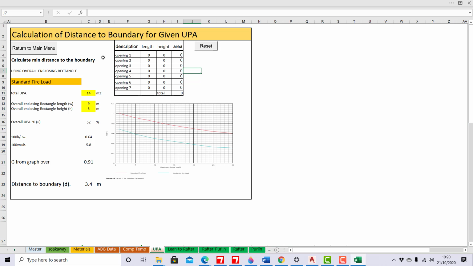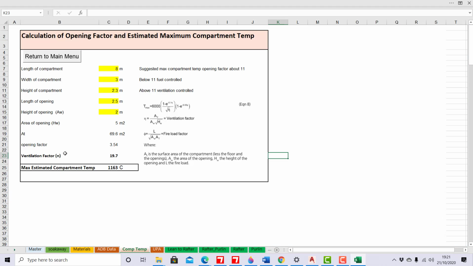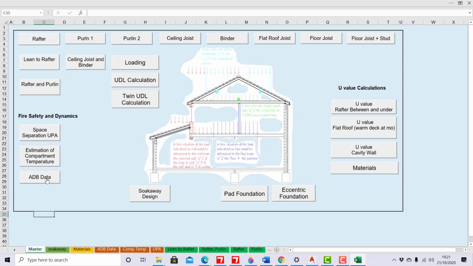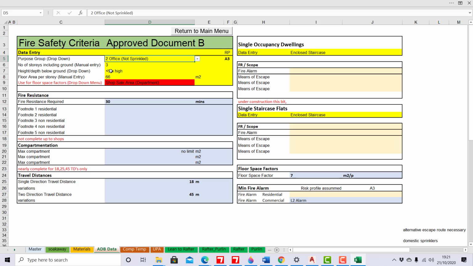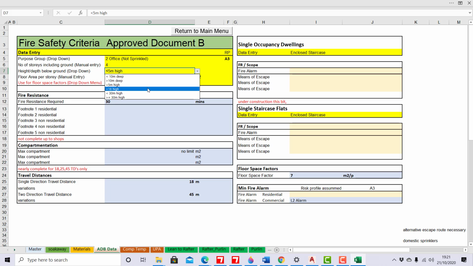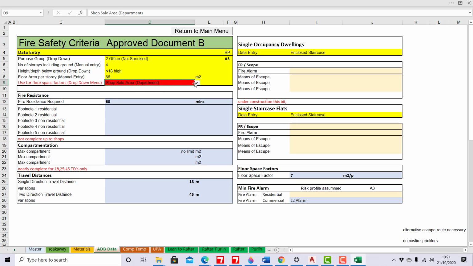Unprotected areas, estimation of compartment temperatures, that's fire dynamics. And this little program, the spreadsheet I did, where if you enter the purpose group, say an office, and it's 3 stories, 4 stories, but obviously it won't be 5 meters high, it'll be less than 18, and then we've got to do this for the floor office.